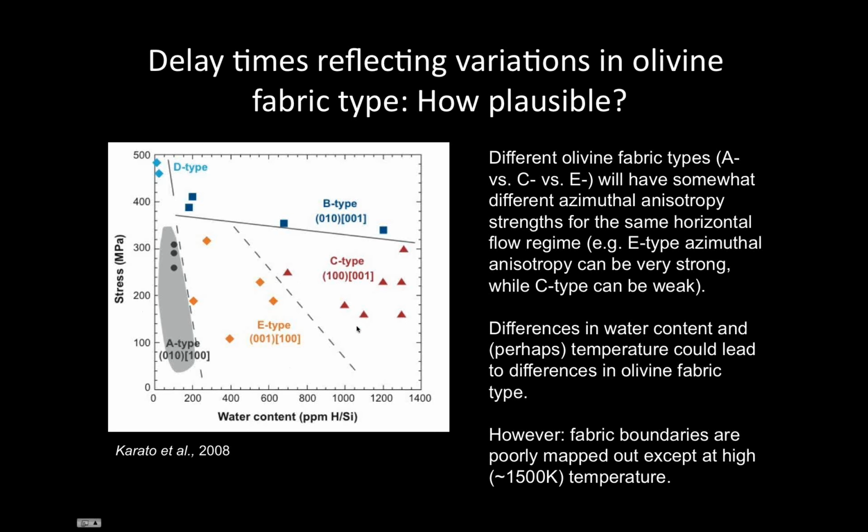fabric types. So one idea is that if you have differences in the conditions of deformation, maybe differences in water content due to different degrees of melting and volatile extraction, maybe we're seeing transitions in the actual olivine fabric type. I think this is an interesting, kind of intriguing possibility. It's a little bit hard to quantitatively evaluate this hypothesis.